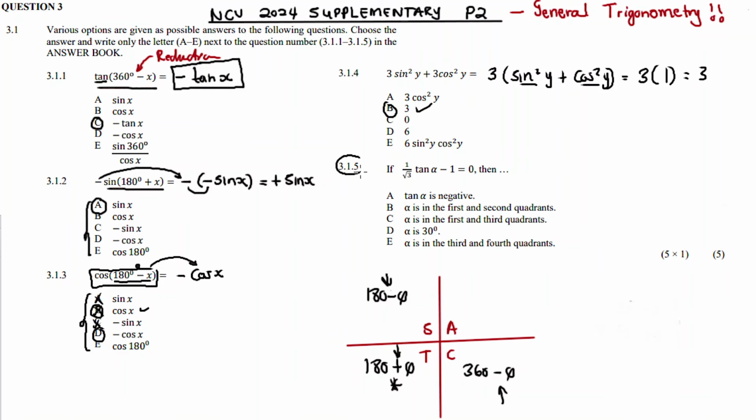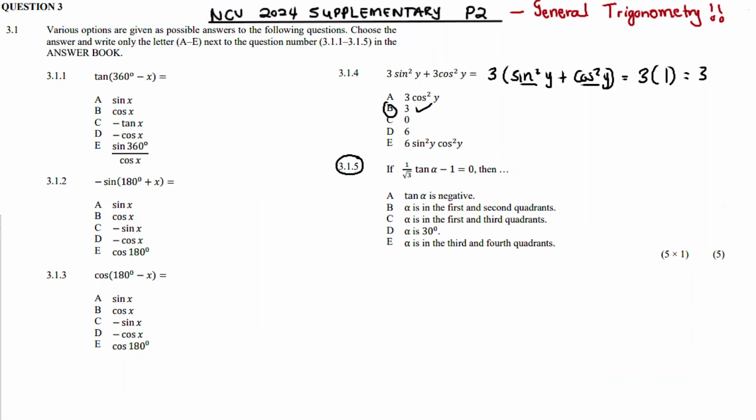Okay, 3.1.5, it's quite a tricky situation, but we can solve this one by doing this. Let me take this down. I don't need this anymore. Okay, so 3.1.5, we have this: 1 over the square root of 3 tan alpha minus 1 equal to 0.